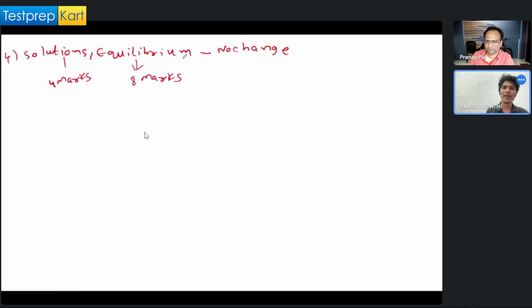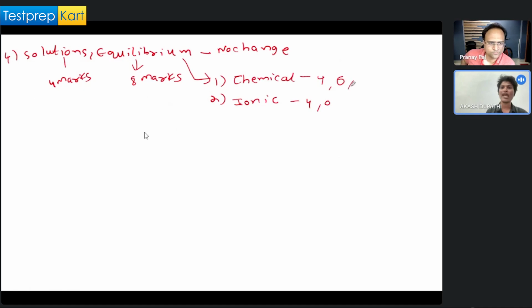Because in equilibrium, it is not only a single chapter, it is 2 chapters, that is chemical and ionic. Right. These 2 topics you can expect. In some shifts I observed they have got 2 questions, that is 4 marks. And in some shifts I didn't observe any question, and in some I observed 4 marks, and you can expect the ionic. Yeah.